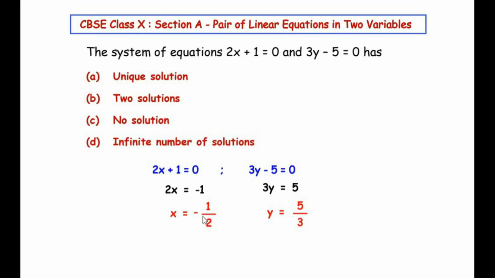Since x and y have just one value each, that is −1/2 and 5/3, it represents a unique solution. Unique means just one solution. So here the system of equations has just one solution, that is unique solution, which is option A. Now let us move on to the next question.